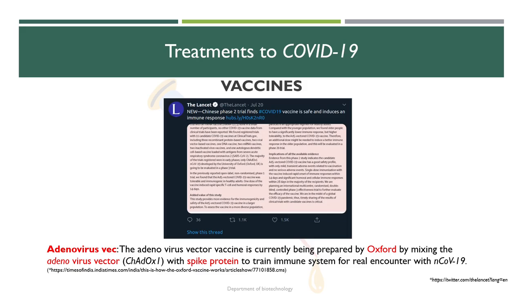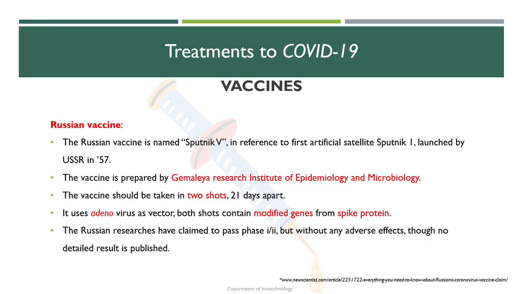Then, the adenovirus vector vaccine. This vaccine is currently being made by Oxford University. In this case, adenovirus ChAdOx1, originally a virus that infects chimpanzees, is used as a vector to deliver the spike protein. Upon entering, it is encountered by the immune system. The system remembers the structure of the spike protein. So when the original virus is encountered, the chance of survival of the virus is lessened as the immune system was trained to destroy it.